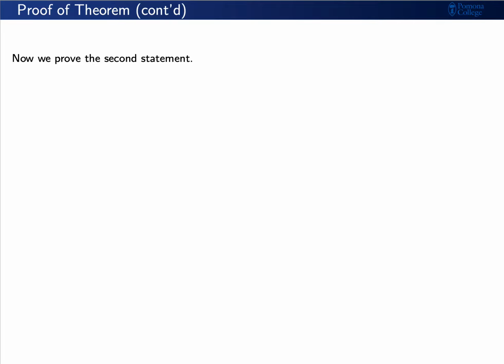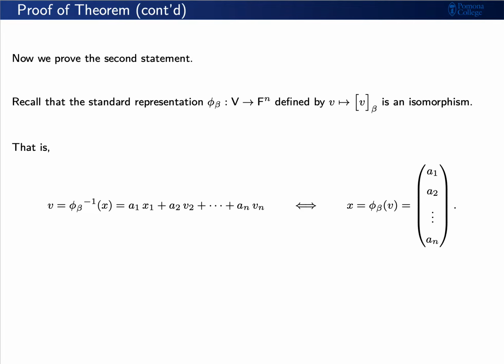We have a series of 4 equivalent statements that we need to show. First, let's set some notation. Recall that the standard representation, phi sub beta, takes a vector lowercase v from our vector space capital V, and it returns the coordinate vector [v]. That is, if lowercase v is a linear combination a sub 1 times v1 plus a sub 2 times v2 plus a sub n times vn, then our standard representation, phi sub beta of v, is just the n-dimensional vector consisting of the scalars a sub 1, a sub 2, through a sub n.